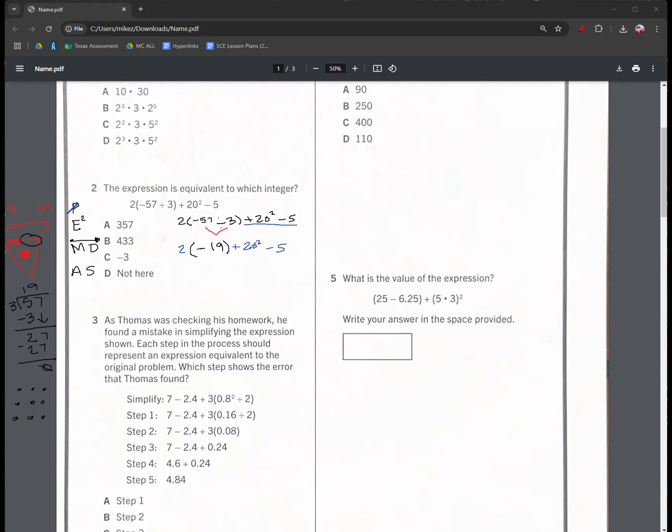So since I have a 20 to the second power, that means I'm going to have 2 20s. So I'm going to have a 20 times a 20. Okay, that's what that means right there.